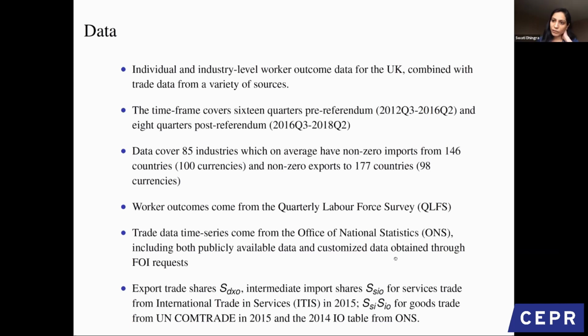The worker level information is going to come from the quarterly labor force survey. For those in the US, this is sort of like the CPS of the UK. On the trade side, this is where the UK data is particularly good, which is that they collect very detailed information on services trade, asking firms not just how much they import, but also how much they import from which country, so that you can actually construct the trade shares at a very, very detailed level in the services trade data, which is at the destination export.